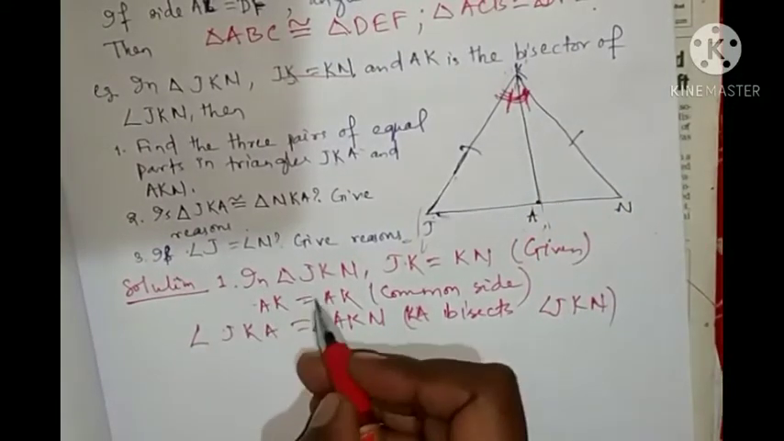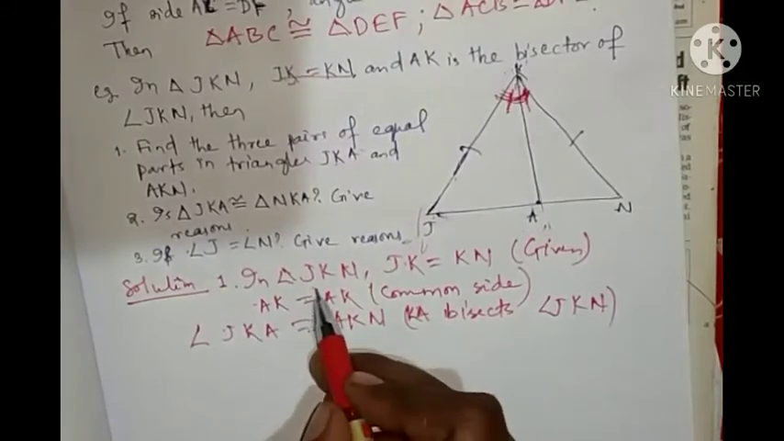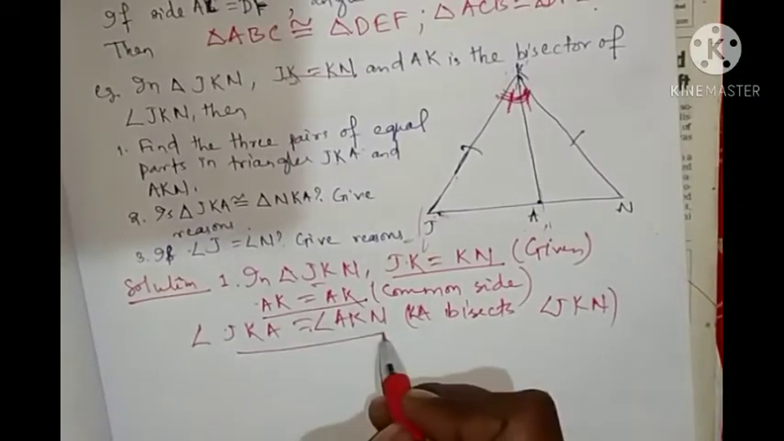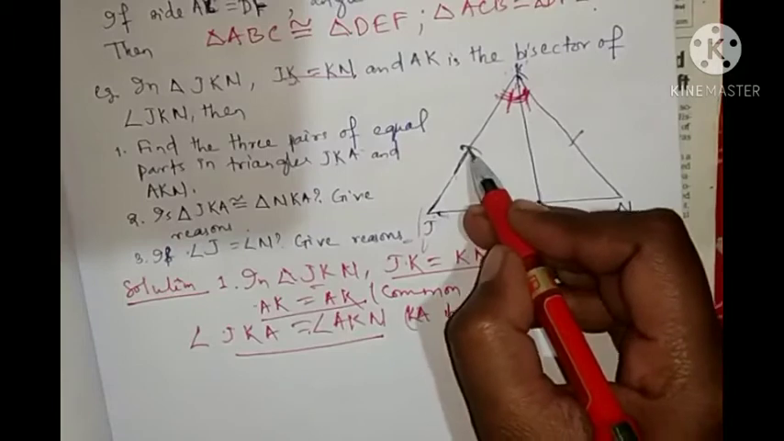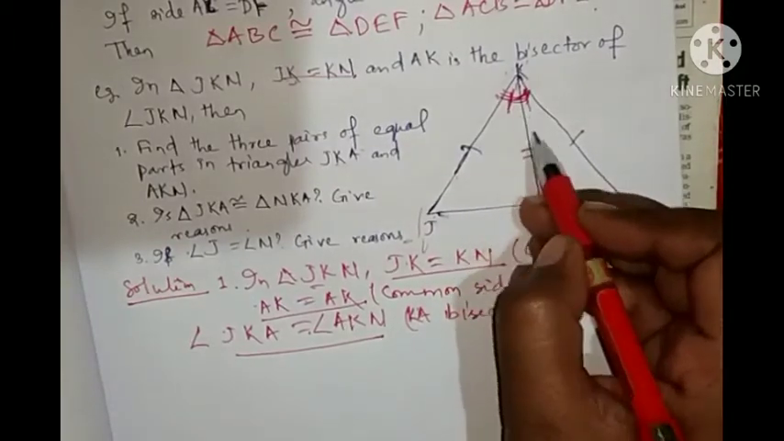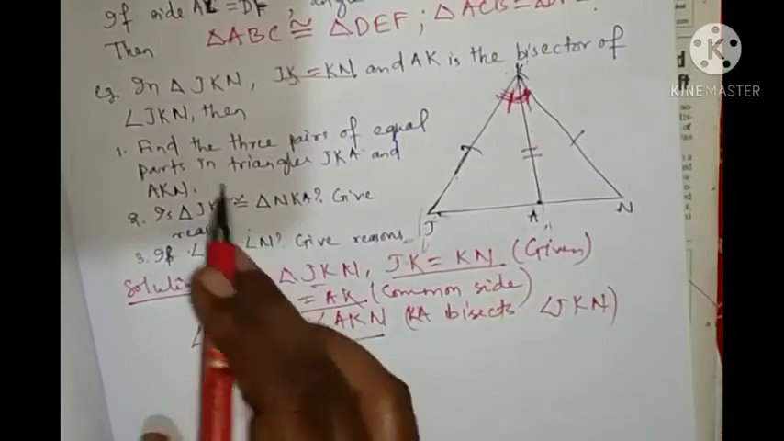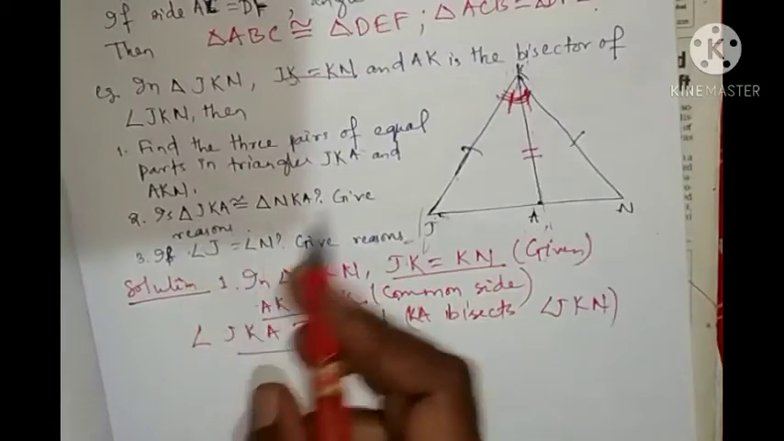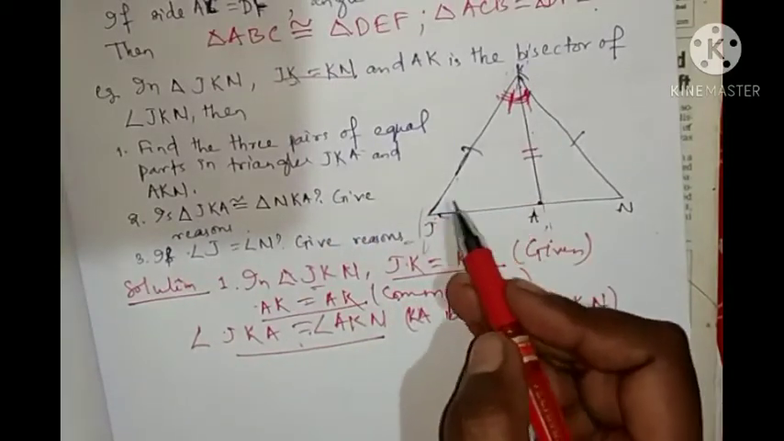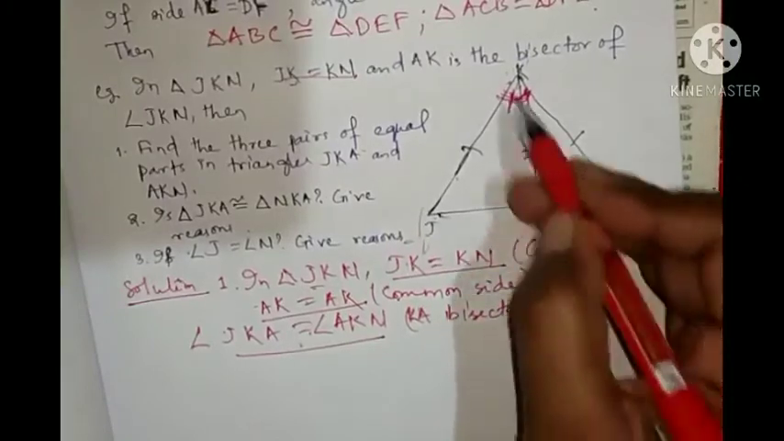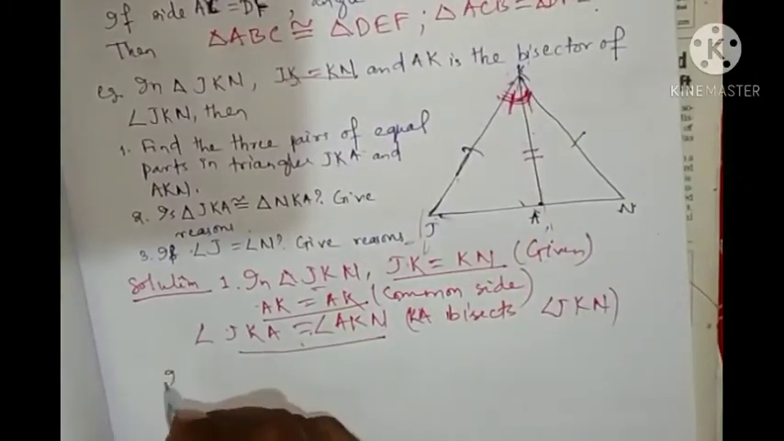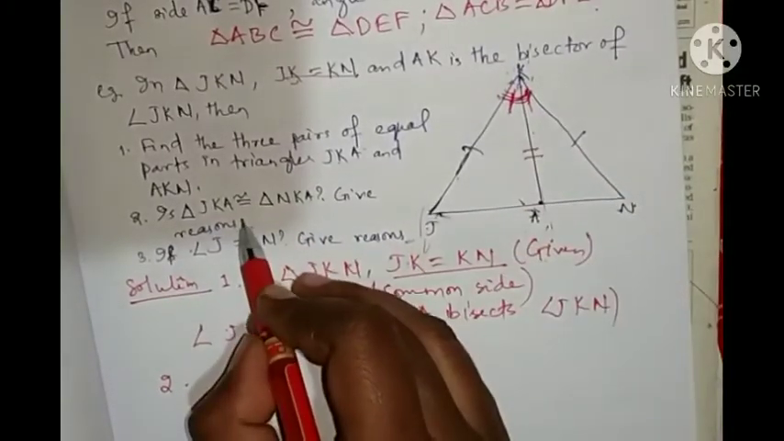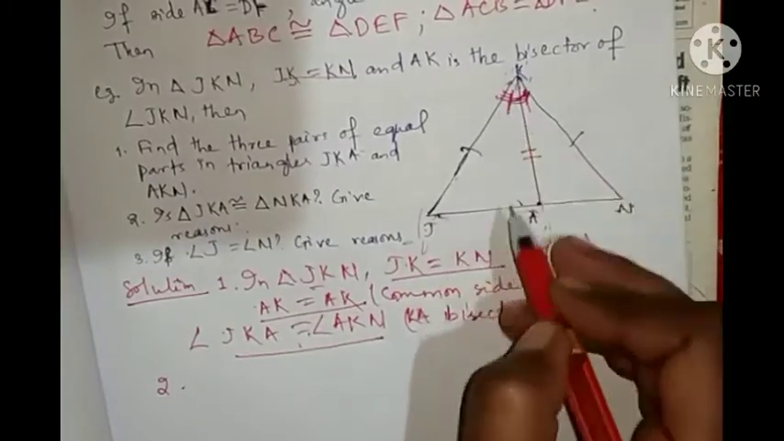So now you have found three pairs of equal parts. One is one side, other side, then one included angle. So this side, then angle. Okay, these three parts are equal. Next, these three pairs are equal parts of triangle JKA and AKN. Okay, next number 2 is given. Is triangle JKA congruent to triangle NKA? Give reasons.